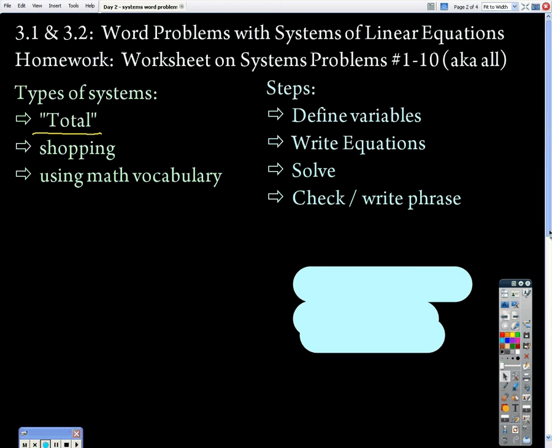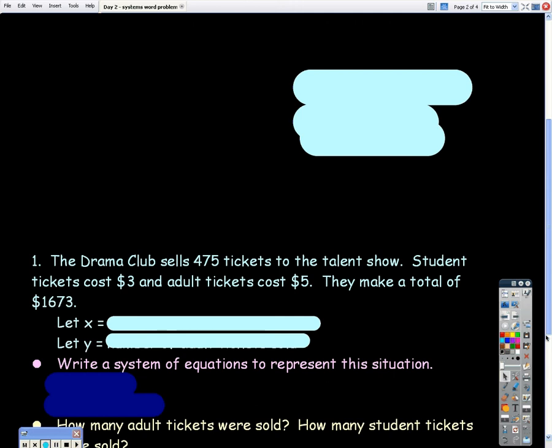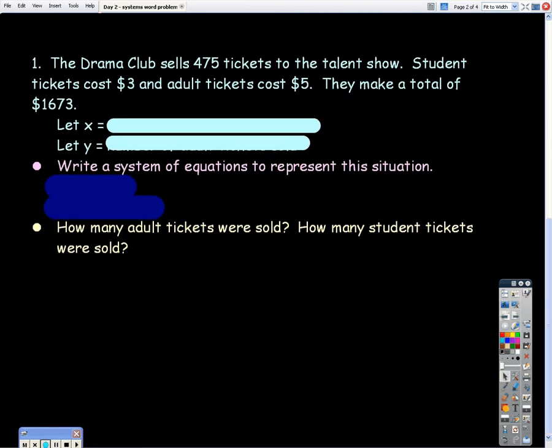Okay, so the first type of problem we're going to do is a total problem. The Drama Club sells 475 tickets to the talent show. Student tickets cost $3 and adult tickets cost $5. They make a total of $1,673. So the first thing we need to do is define our variables.